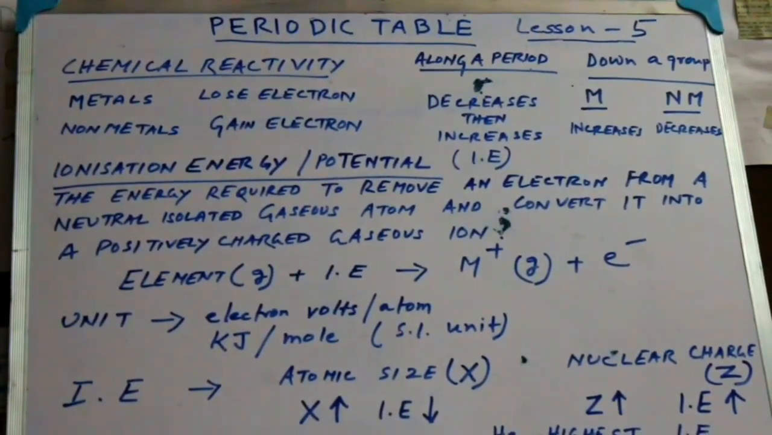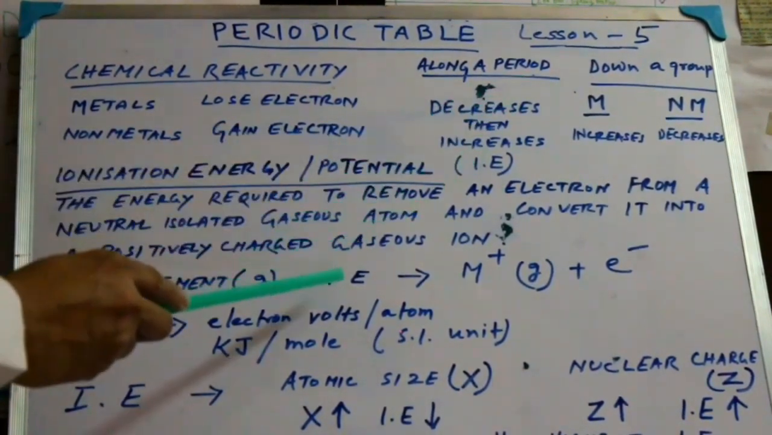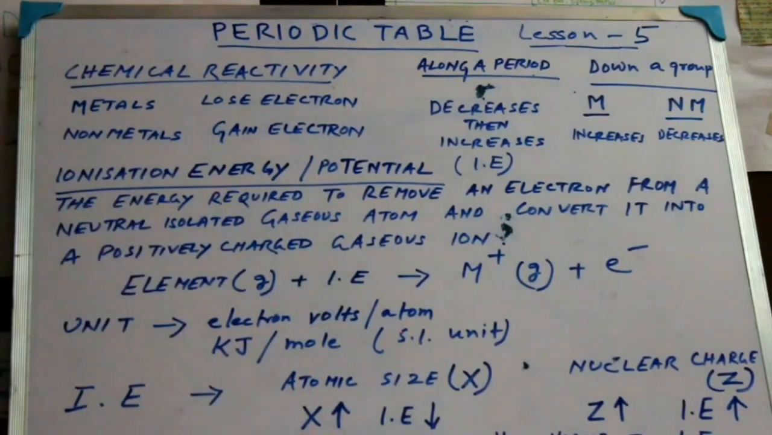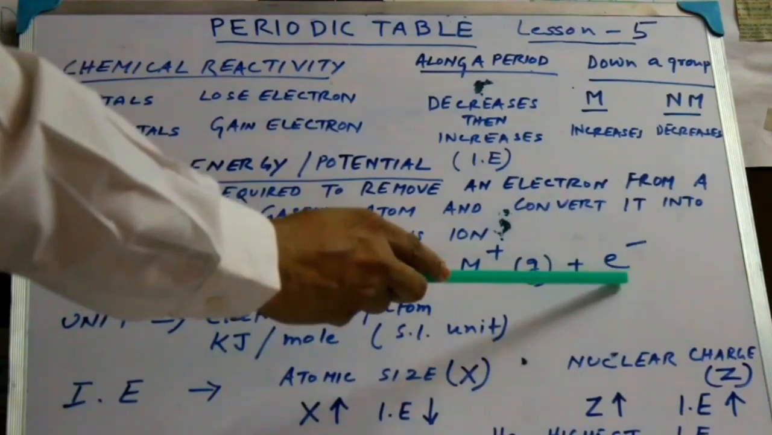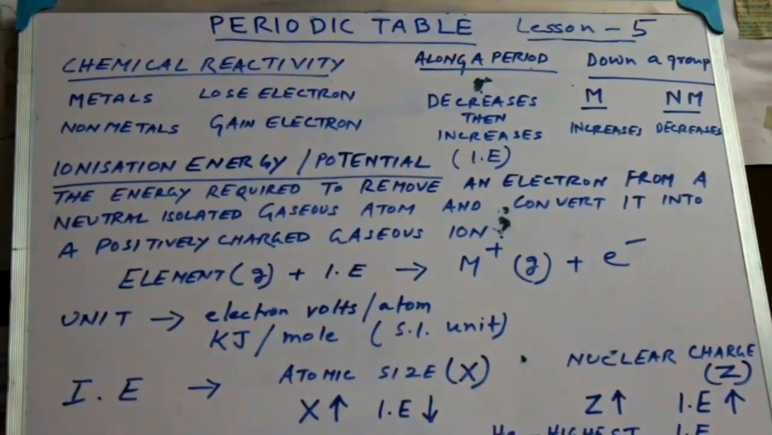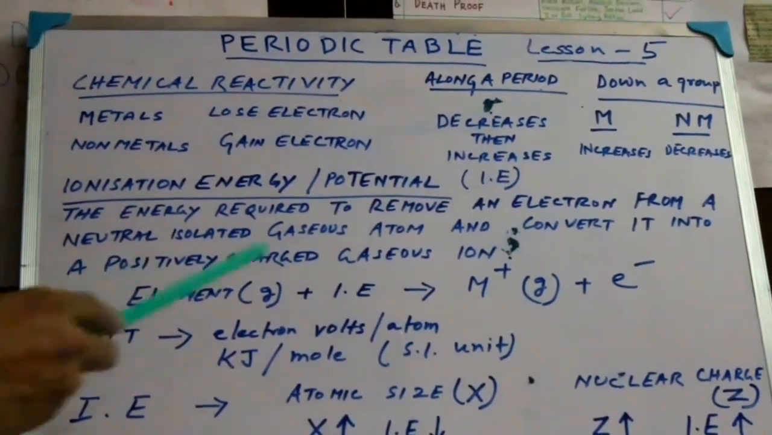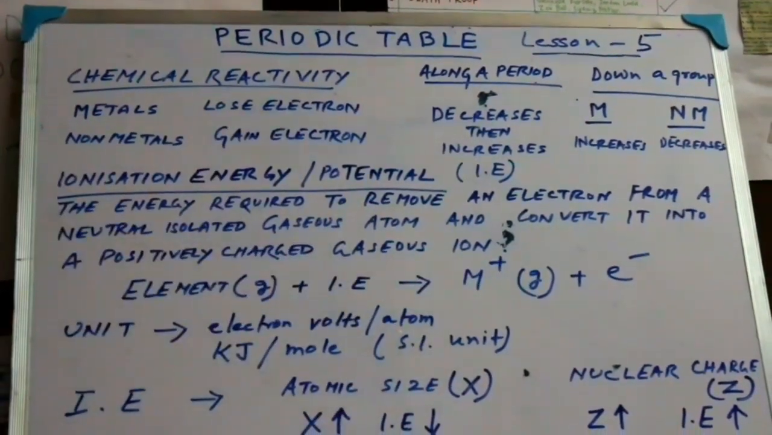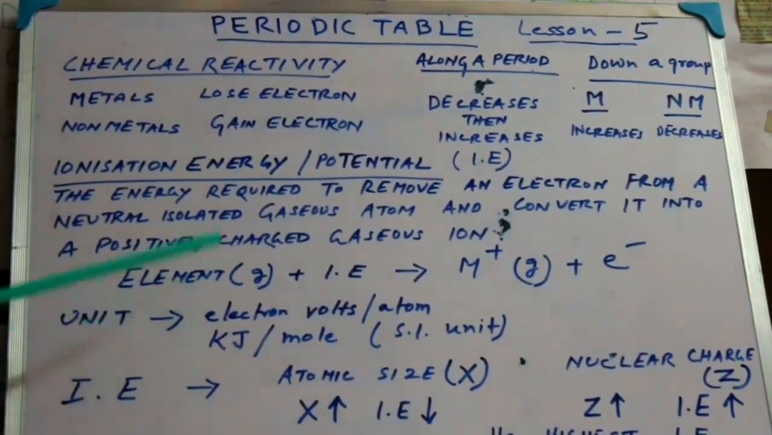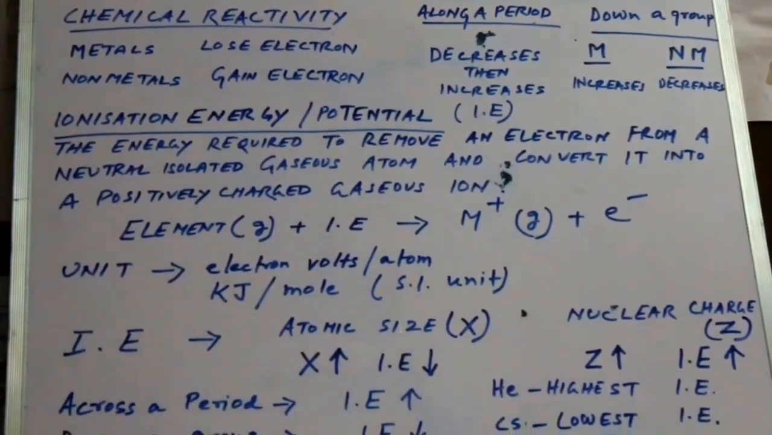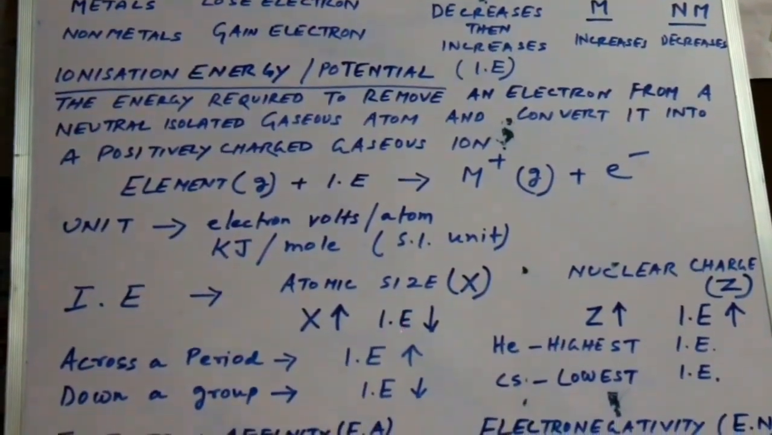Next is ionization energy or ionization potential. The energy required to remove an electron from a neutral isolated gaseous atom and convert it into a positively charged gaseous ion, that is ionization energy. Its unit is electron volts per atom, and in SI unit we can say kilojoule per mole.